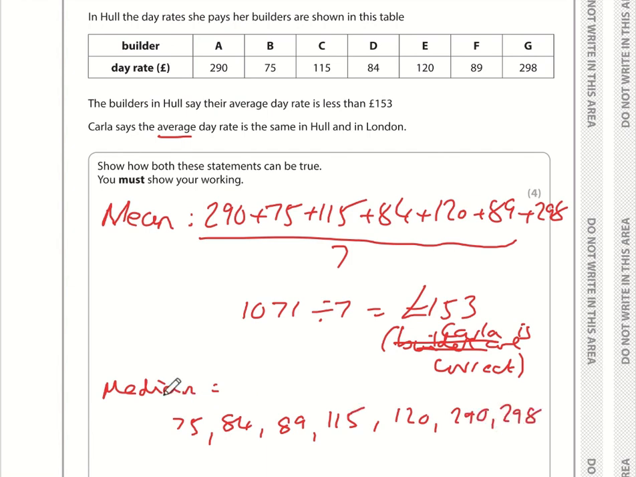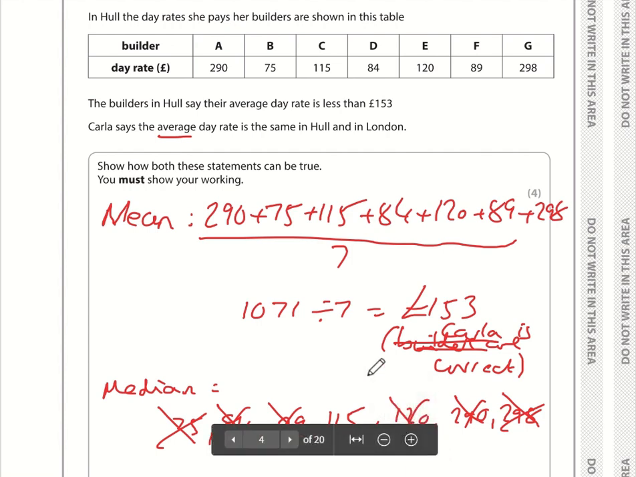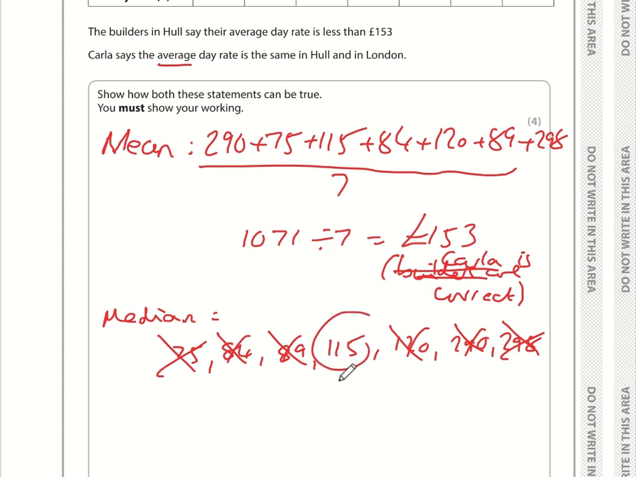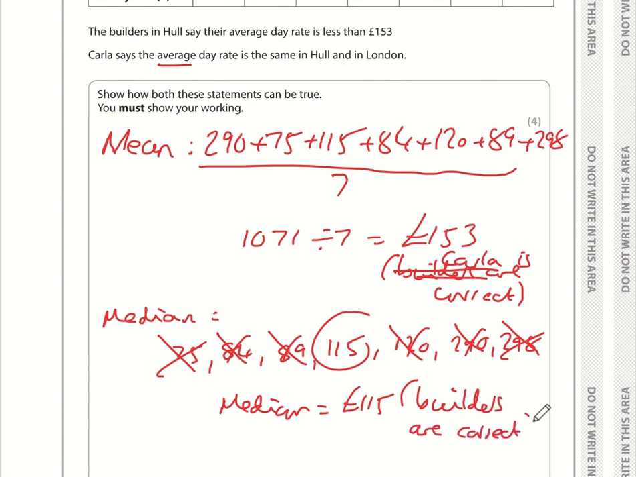So to find the median, that's the one in the middle, cross one off on the left and one on the right. Repeat that process again and keep going until we get 1 or 2 in the middle. Here we're going to get 1 in the middle because we have an odd number of values. So here the median is 115. So the median is £115. So this backs up the builders' statement, which is they are paid less in Hull. So builders are correct. So 2 different ways of calculating an average, and we're getting 2 different answers.